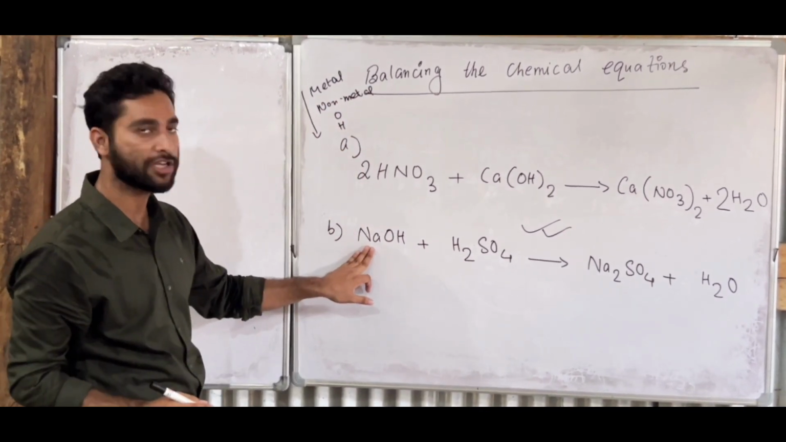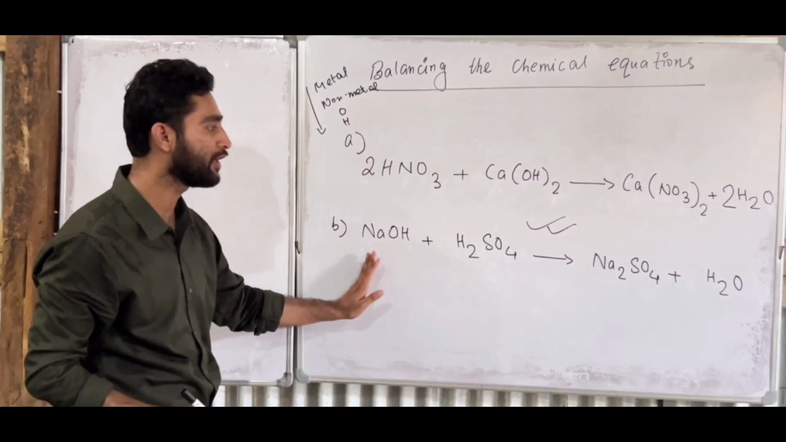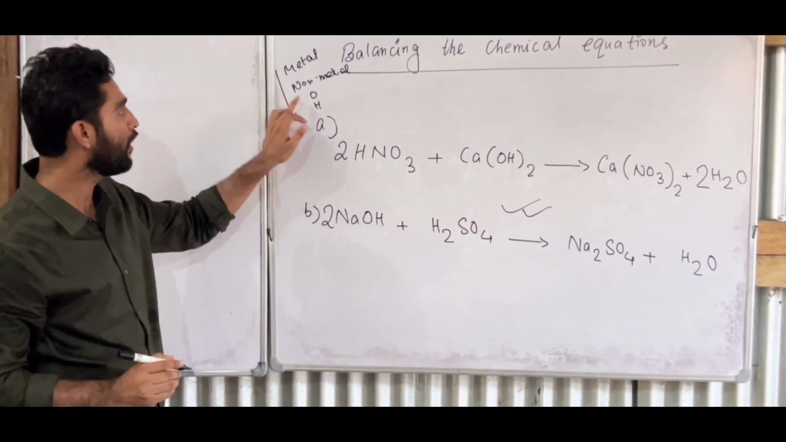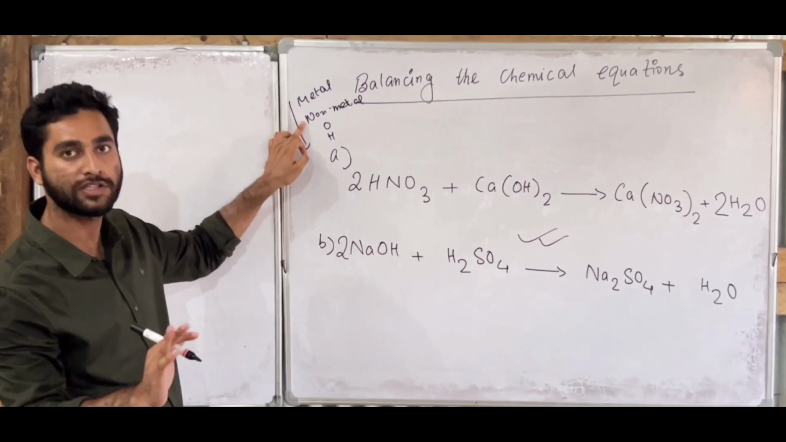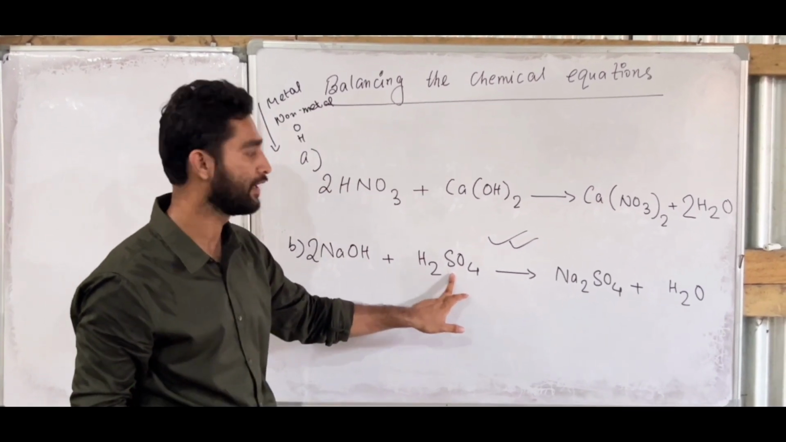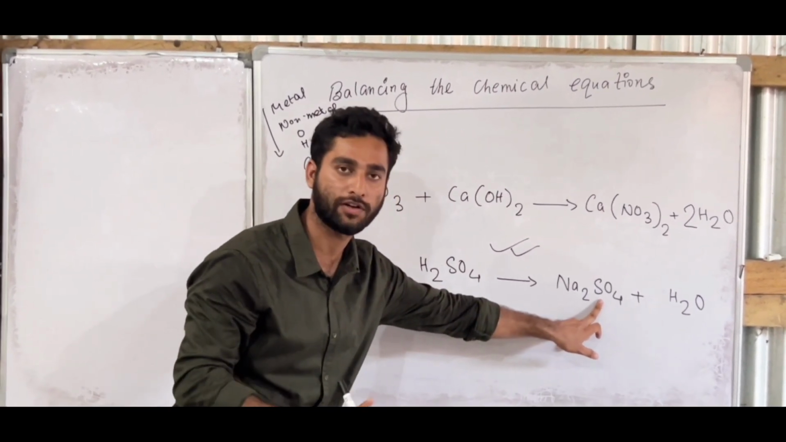So here sodium is how many? 1. Here sodium is how many? 2. So this side sodium is less, isn't it? So put 2 here. Now sodium is balanced. Now try to balance the non-metal other than oxygen and hydrogen. So which one is the non-metal? Sulfur is the non-metal. Here sulfur how many? 1. This side sulfur how many? 1. So sulfur also balanced.